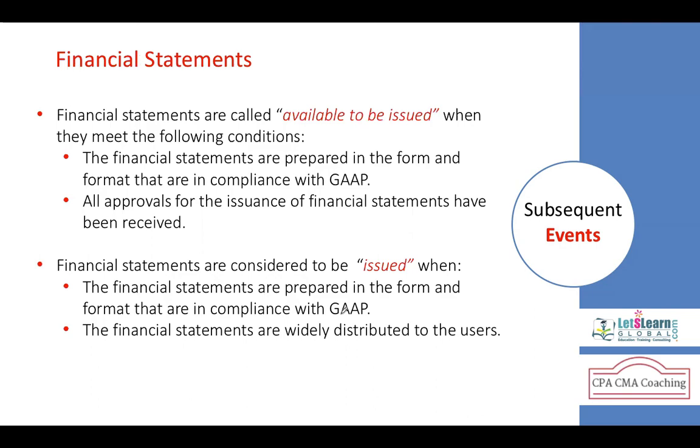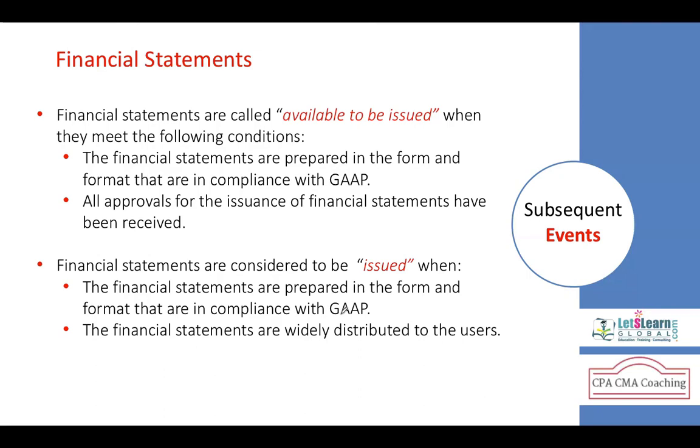When you say the financial statements are yet to be issued, before that, whether they are to be modified or not, for this you need to know when we call the financial statements available to be issued. We got all the information done, we got the format done, and we got all the approvals, then we can say that yes, financial statements are available to be issued. When the approvals have come and they've already been distributed to the users, then we call the financial statements issued. So the moment the audit report is delivered to the management, the auditor does not have any active responsibility for any subsequent events.